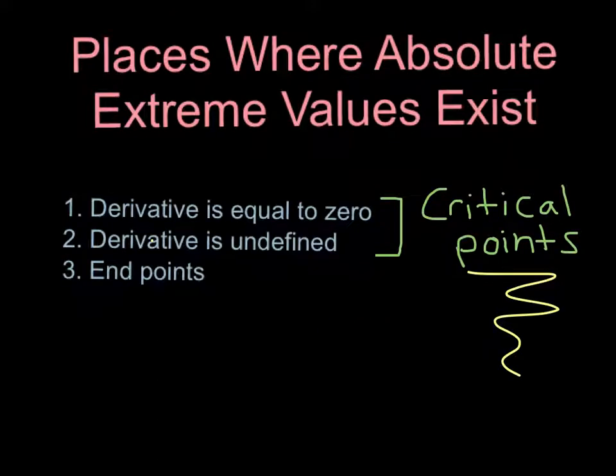So let's discuss places where absolute extreme values exist. 1, when the derivative is equal to 0. 2, the derivative is undefined. And 3, the endpoints. Where the derivative is equal to 0 and where the derivative is undefined, which you will see in our example, are the critical points.